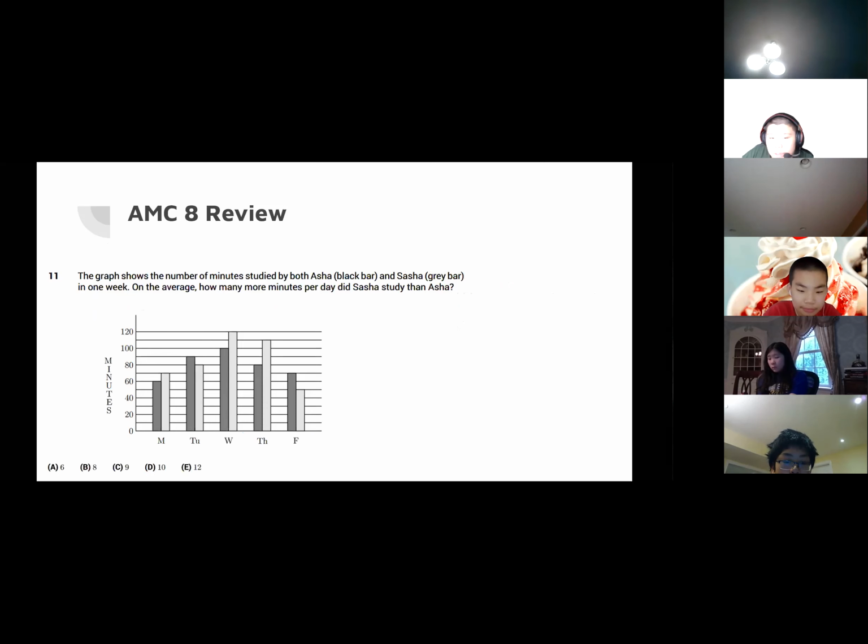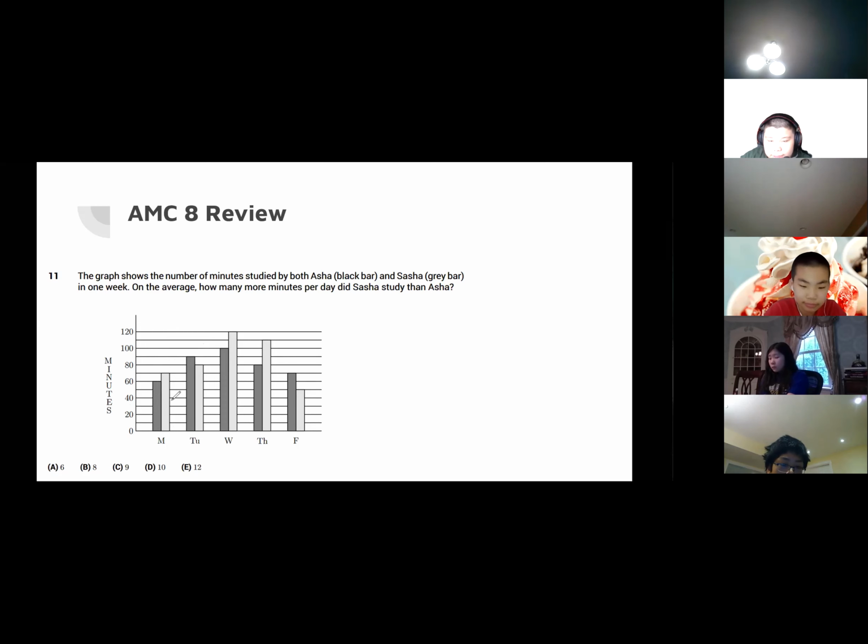Okay, next one. The graph shows the number of minutes studied by both Asha and Sasha in 1 week. Given on the average, how many more minutes per day did Sasha study than Asha? So the way you want to do this problem is to look at the differences on each day. You could add them up, add both of them up, then subtract them and divide by 5. However, that is simply a lot more effort. But if you want to do that and you think it's fine, then you can do that as well.